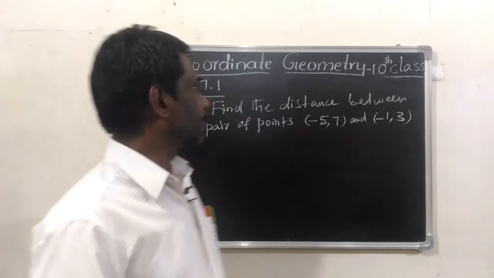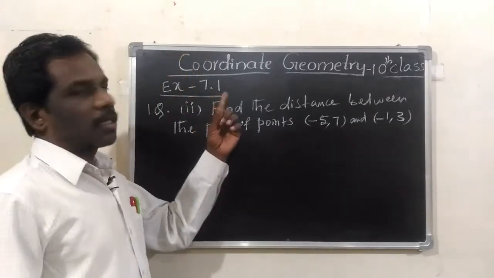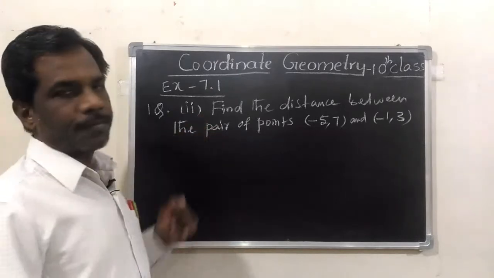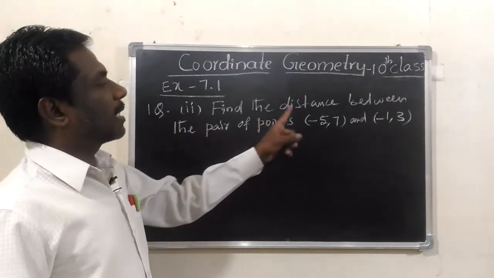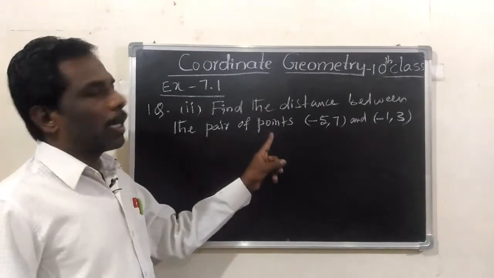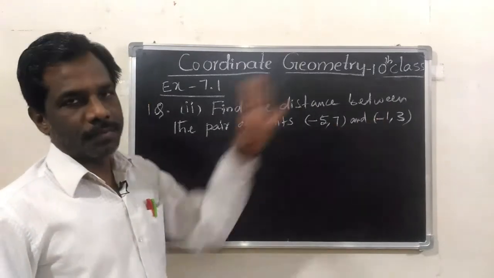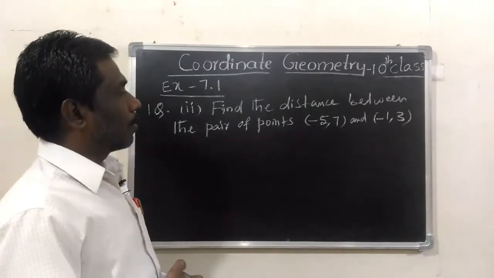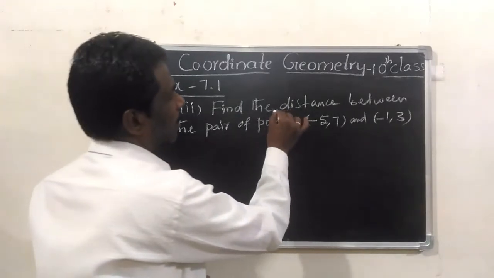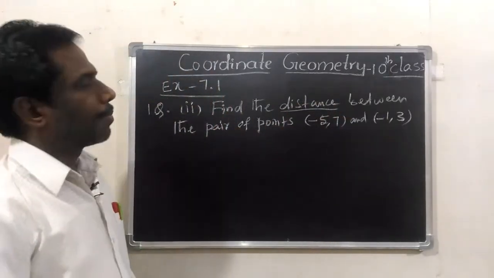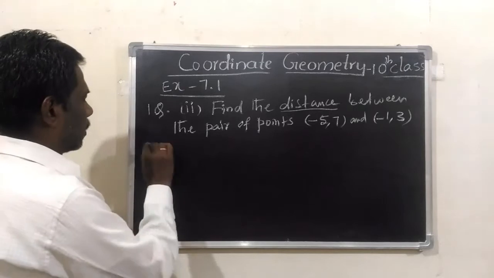First exercise 7.1, first question, third bit. Find the distance between the pair of points (-5, 7) and (-1, 3). So what we want to find out is the distance between the pair of points. Let us solve it.